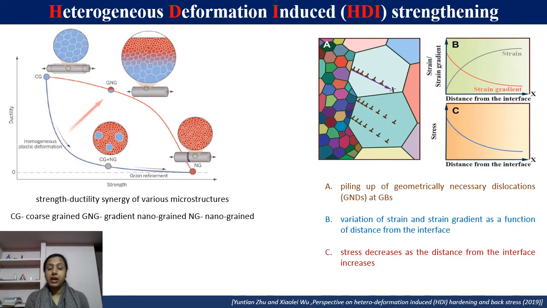Before amalgamating both the ideas, let's go through the third concept, that is HDI strengthening, heterogeneous deformation induced strengthening. Now, what is that? It is designing the heterogeneous microstructure in such a way that we can achieve a better combination of strength and ductility.